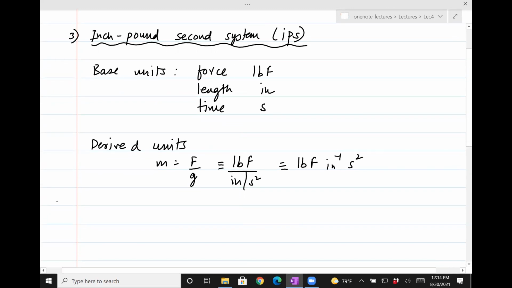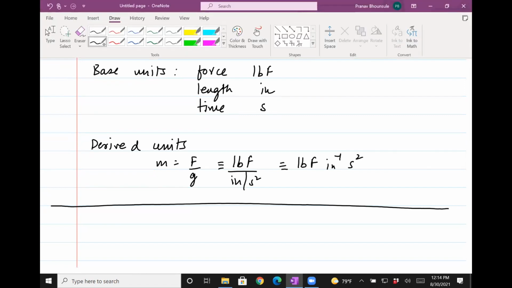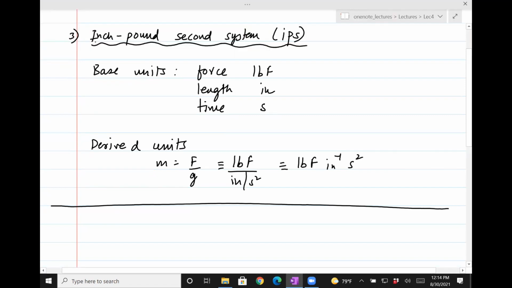So those are the three different ways in which people normally define measurable quantities. And we'll be switching between them. Sometimes we'll be using the SI, sometimes the FPS, the British system, which is actually more common in the US.